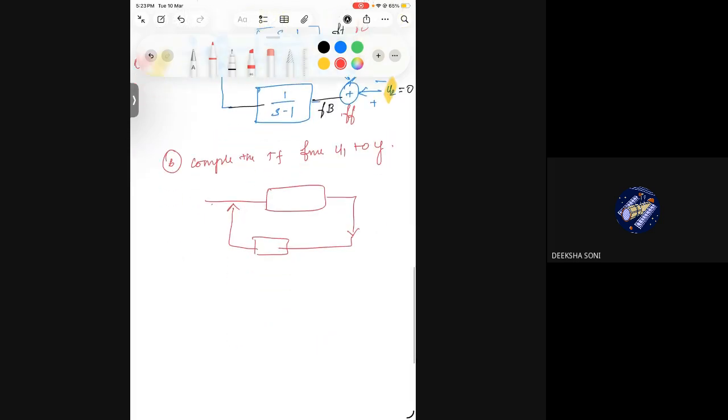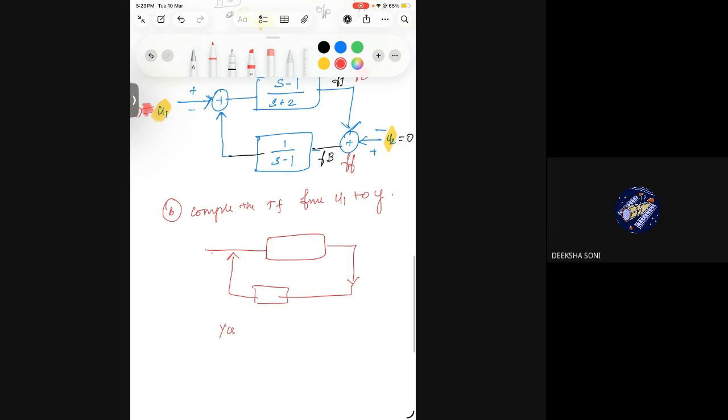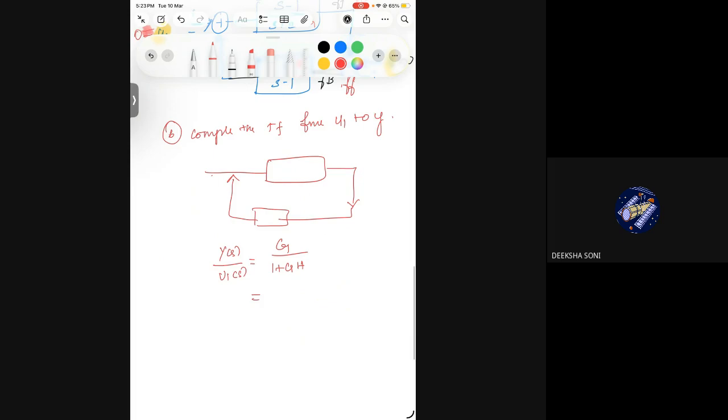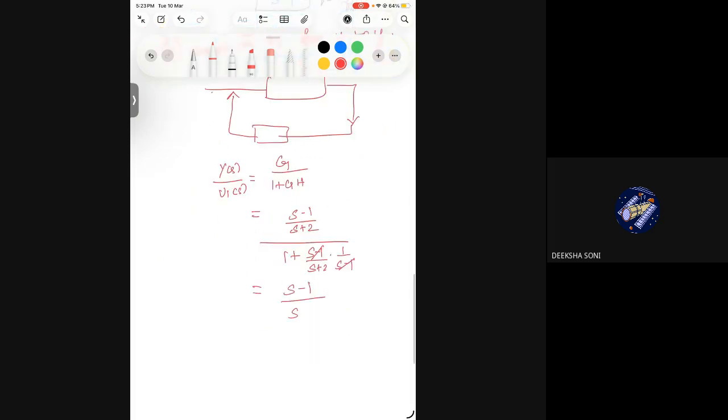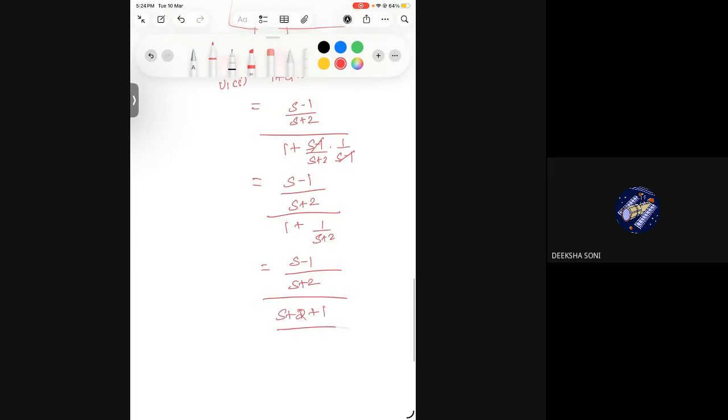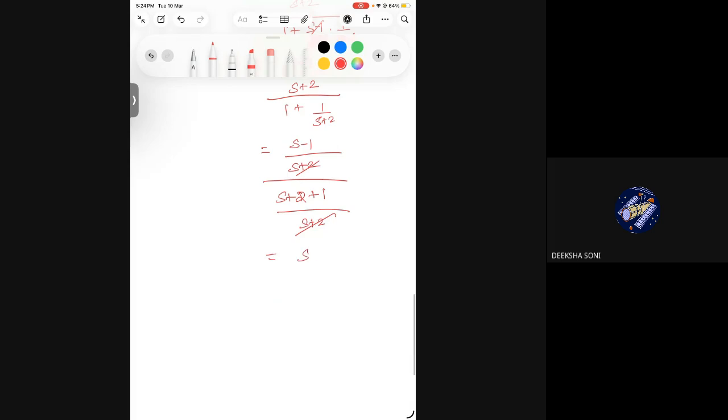only this, right? So how will you write a closed loop transfer function? Y of s divided by U1 of s is equal to G divided by 1 plus GH. Here this is G, this is H. So it is going to be s minus 1 by s plus 2, divided by 1 plus s minus 1 by s plus 2 into 1 by s minus 1. The s minus 1 will get cancelled: s minus 1 by s plus 2 divided by 1 plus 1 by s plus 2, which is s minus 1 by s plus 2 divided by s plus 2 plus 1 over s plus 2. The s plus 2 will get cancelled. So s minus 1 by s plus 3 is going to be your Y of s divided by U1 of s. The sixth question is over.